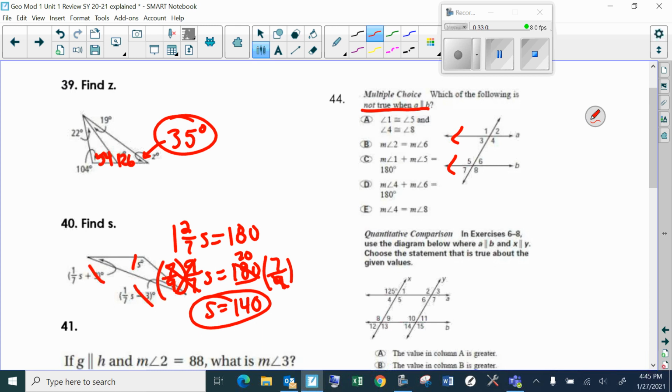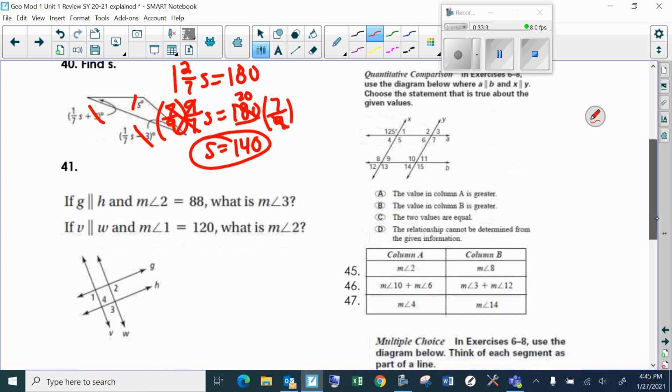Yes, they are. Is 2 congruent to 6? Yes, corresponding angles. How about C here? 1 plus 5. Is that equal 180? Or 1 and 5 same side interior angles? No, they're not. They're corresponding. So this is false. 4 plus 6 adds to 180. Yes, those are same side interior angles, also called consecutive interior angles. And is 4 congruent to 8? Yes, they are corresponding. So the one that's not true right there, C.